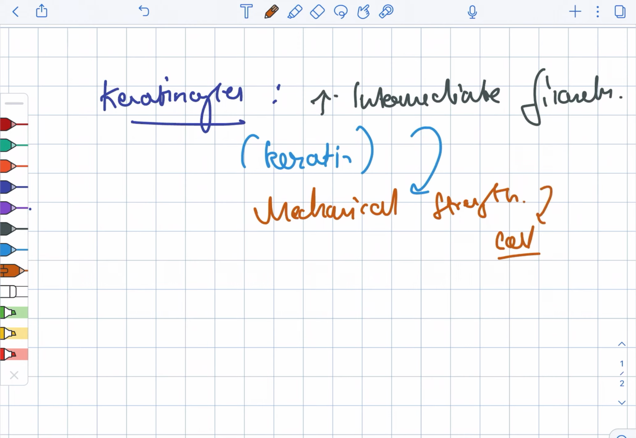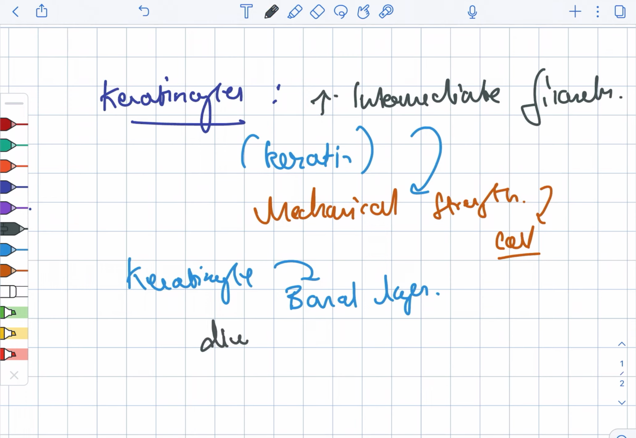And next, the keratinocyte present in the basal layer, what this does is it divides and it generates the upper layers.